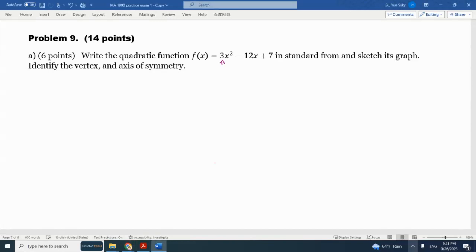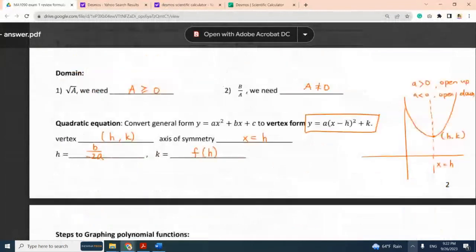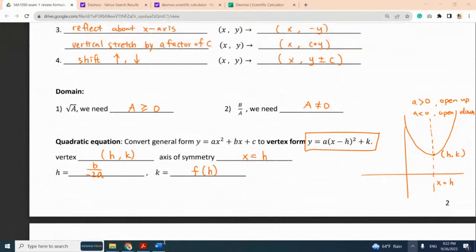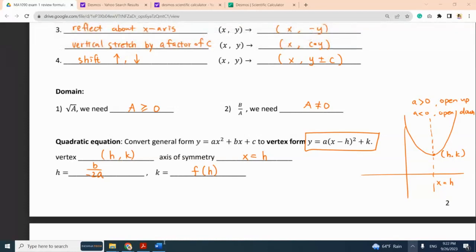You have your general form. Your A is 3. Your B is negative 12. And your C is 7. And you want to change it in terms of the standard form. And you want to sketch its graph. Make sure you remember the formula. Standard form or vertex form: y equals A times x minus h squared plus k. Vertex is h comma k. Axis of symmetry is x equals h.